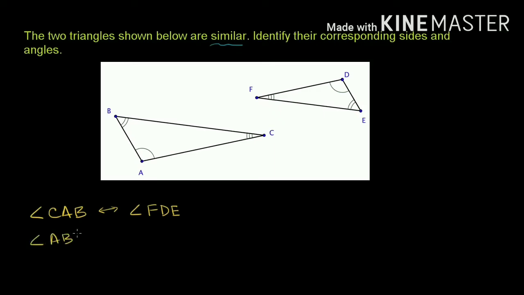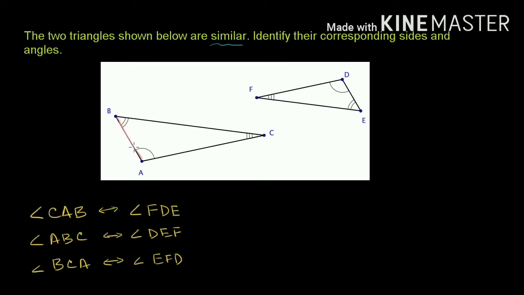Then angles marked with double arc are angle ABC with angle DEF. These are the angles marked with double arc, and then the angles marked with triple arc are angle BCA is equal to angle EFD. These are considered as the corresponding angles which are equal in these two triangles.